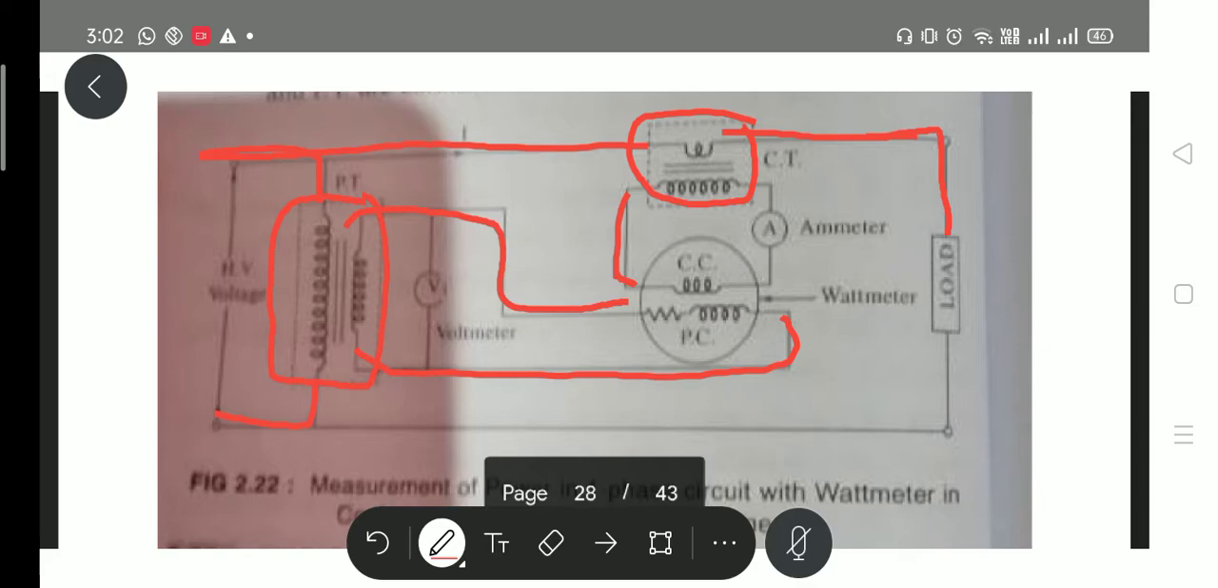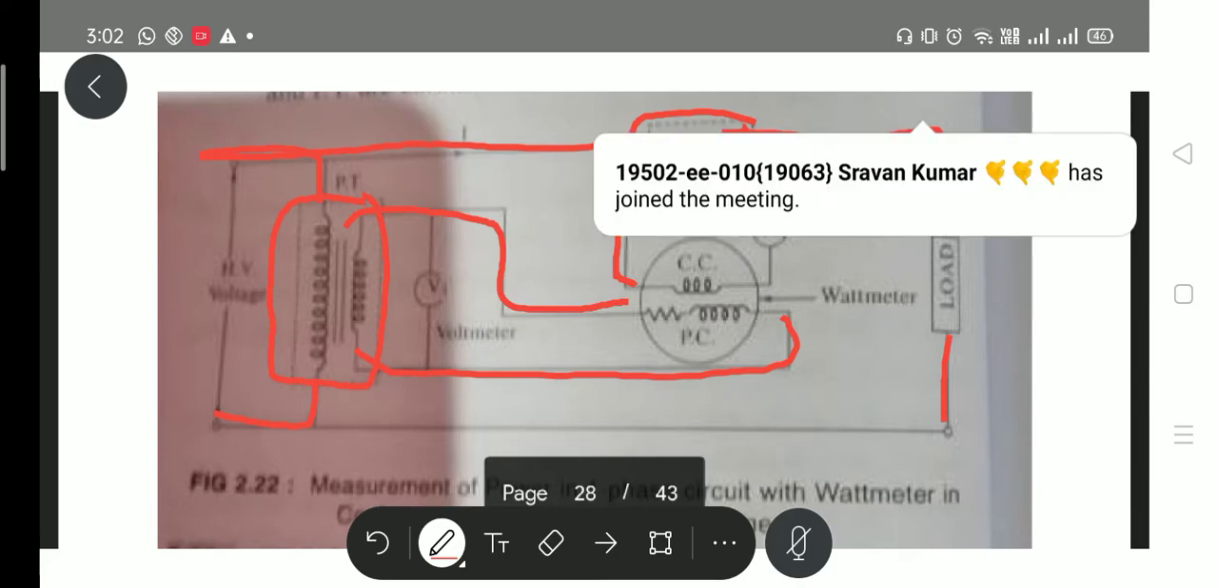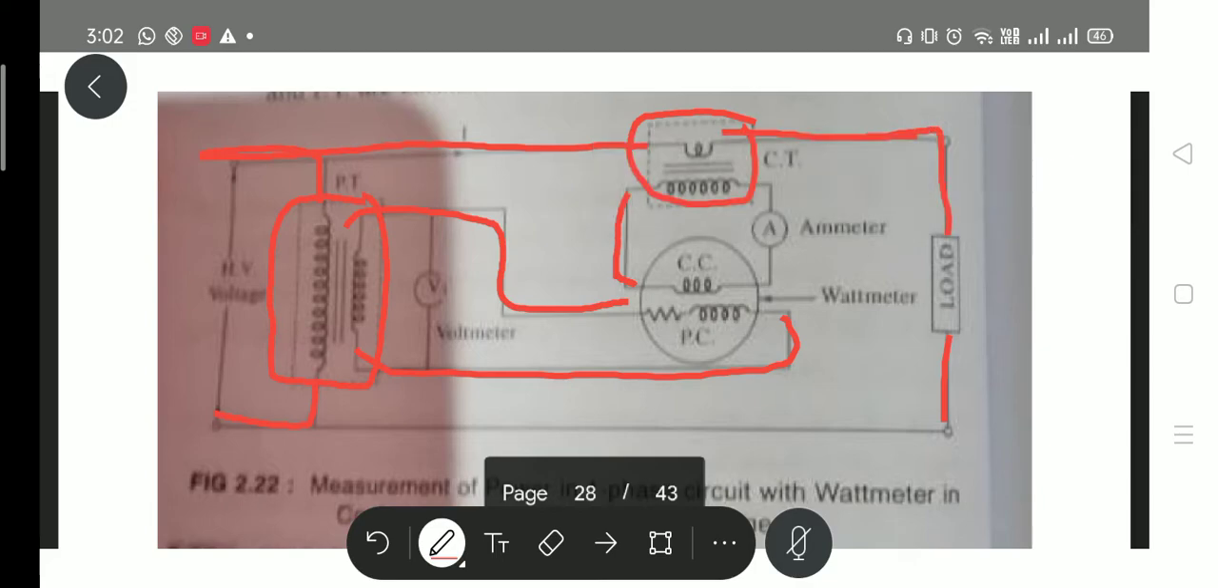Here the current transformer is connected in series with the load, and the potential transformer is connected in parallel with the supply voltage. This is the connection of the single phase AC circuit wattmeter method. This is the wattmeter connection. Here the wattmeter we are using in lab.